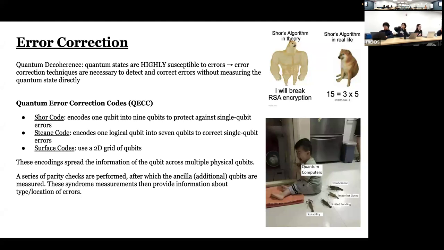So these encodings spread the information of the qubit across multiple physical qubits. A series of parity checks are performed on these additional qubits, and then they're measured. So the measurement of the additional qubits can help infer what the issue with the actual qubit is without needing to measure it. This is one of the techniques that they use to help get information about the type and location of errors.